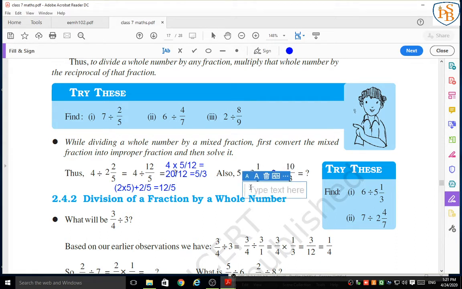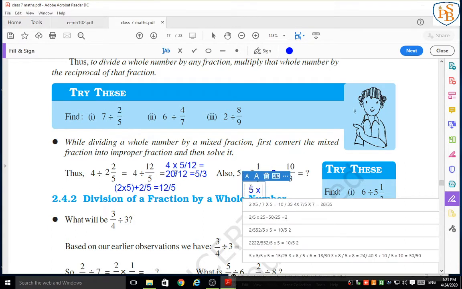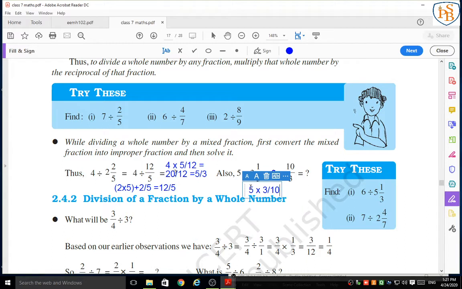Now we are going to solve this here, that is 5, instead of division we have to write multiplication, and the reciprocal of 10 upon 3 is 3 upon 10. So my answer is 5 3s are 15 upon 10. Again these come in the table of 5. So if we divide the numerator and denominator by 5, we get 5 3s are 15 upon 5 2s are 10. So my answer is 3 upon 2.